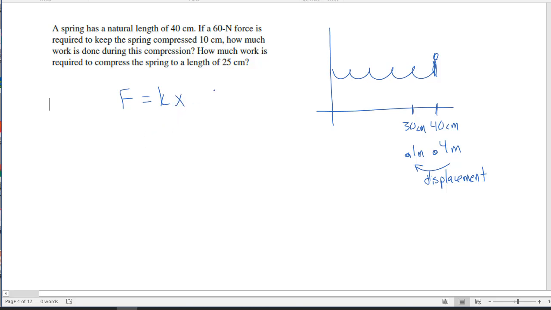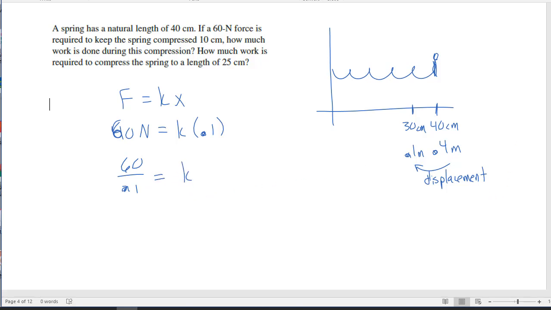Hooke's law says the force is proportional to the distance. So in this case, the force was 60 newtons. We don't know the spring constant, that's what we're finding, and our displacement was 0.1 meters. So we would have the 60 newtons divided by the 0.1 meters gives me our spring constant, and that would be 600. So we have our force equation, right?